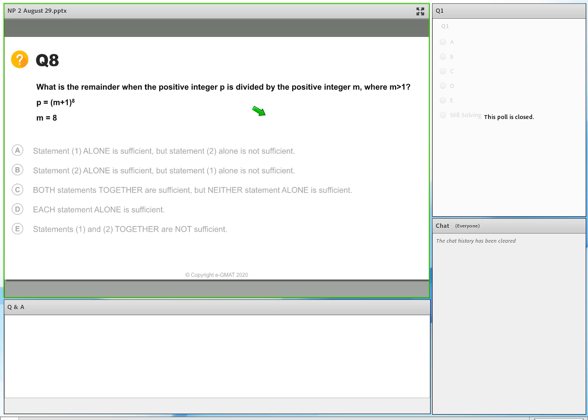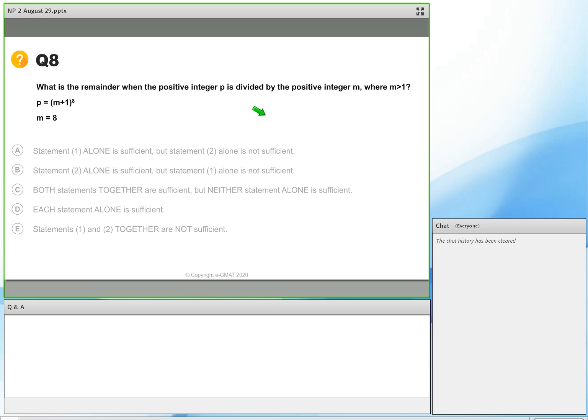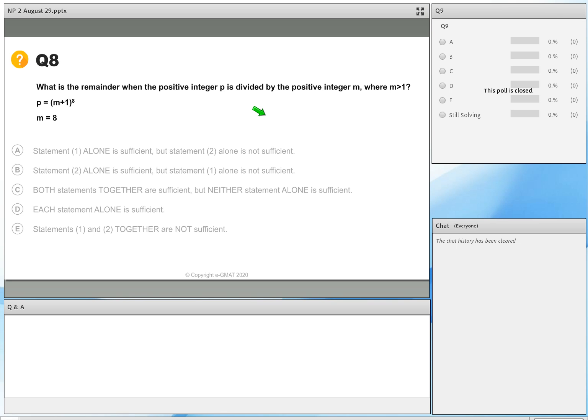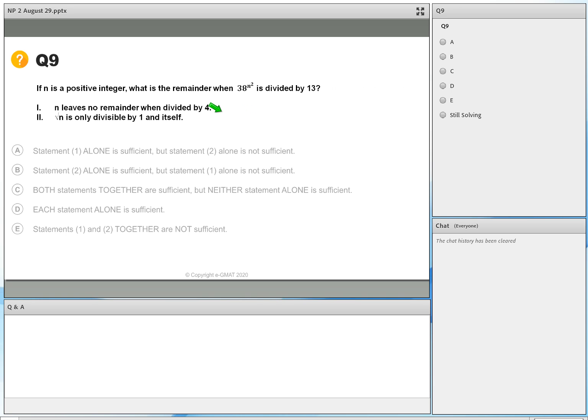All right, the poll is closed now. I am going to bring in the next poll, which, as you know, will be for question number 9. This was question number 8, which we're going to come back to later. So here's the poll for question 9. Please mark still solving. Okay, here's question 9. Good luck.